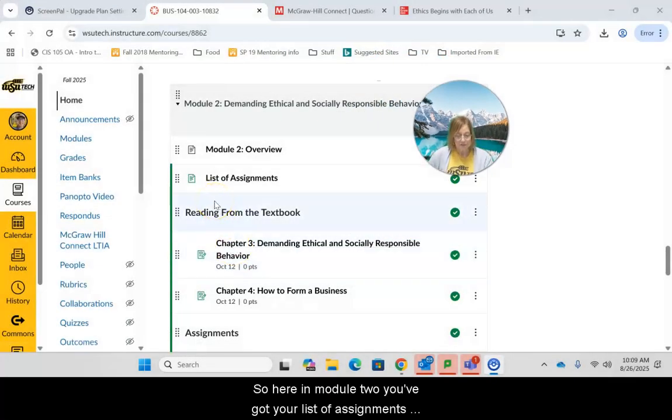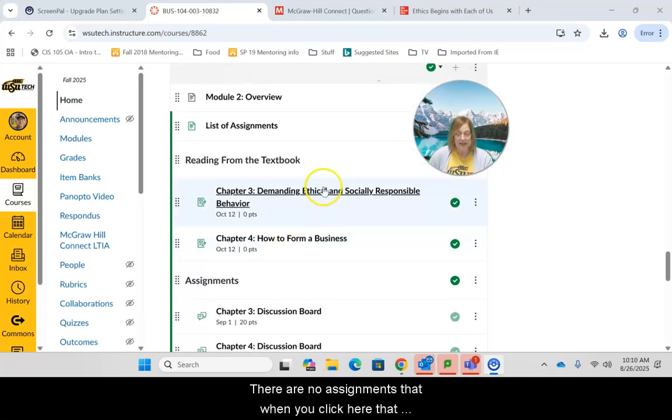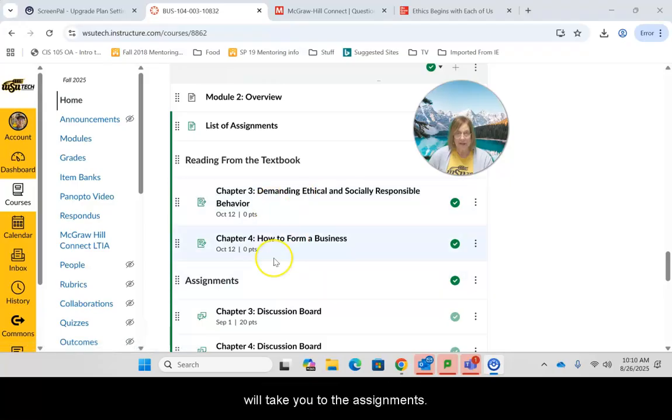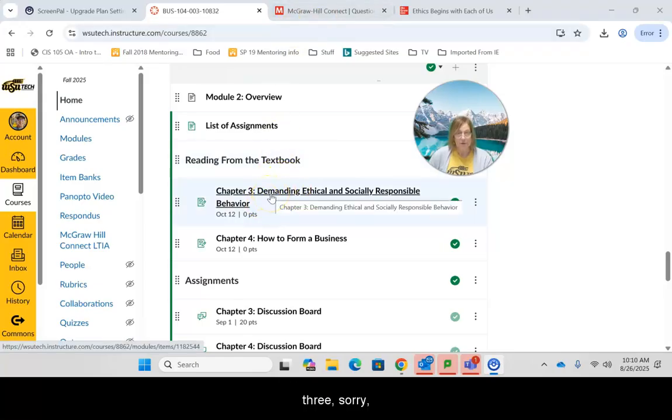So here in Module 2, you've got your list of assignments, and then you have the reading from the textbook. I changed this from reading assignments. This is the reading. There are no assignments that when you click here will take you to the assignments. These links take you directly to these chapters in the textbook. So this first one would take you to chapter 3, demanding ethical and socially responsible behavior.